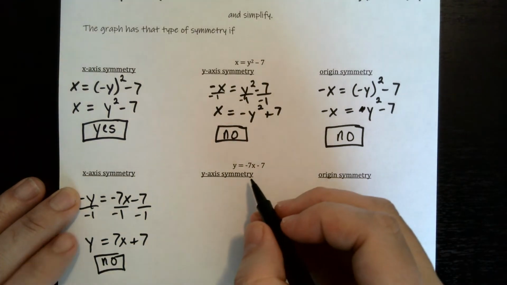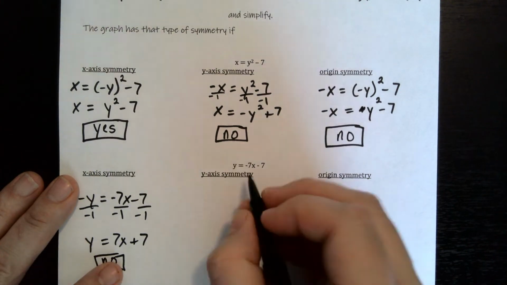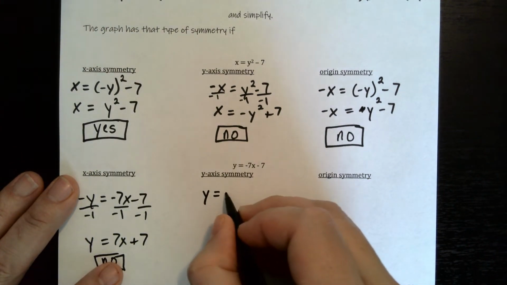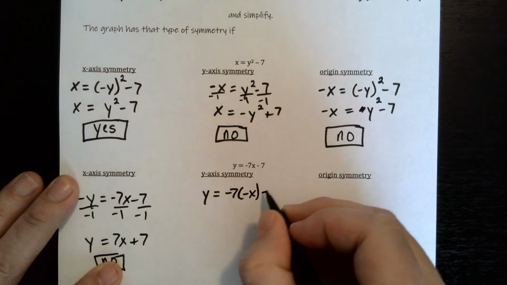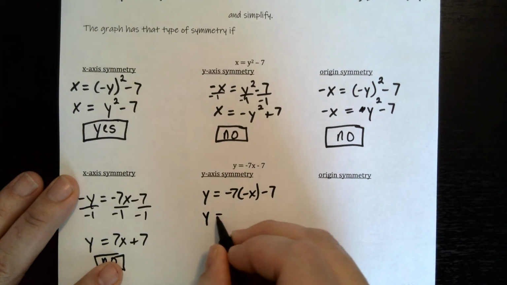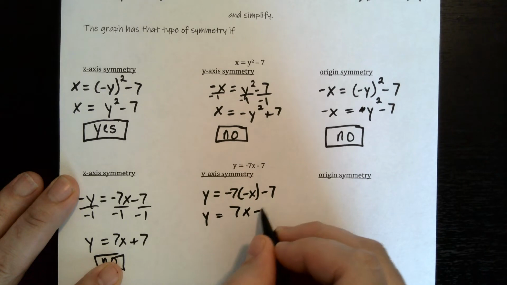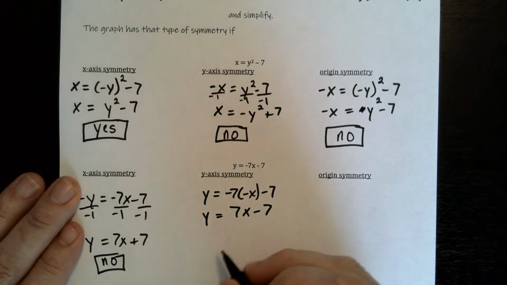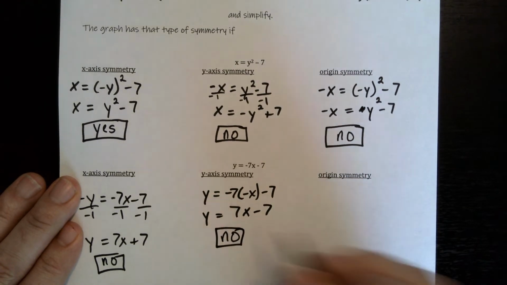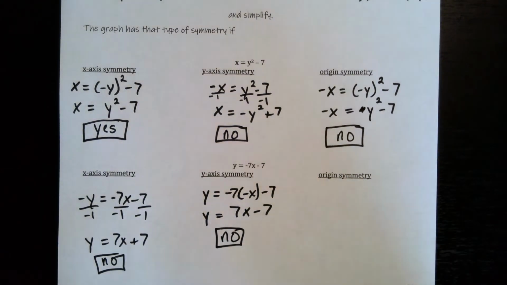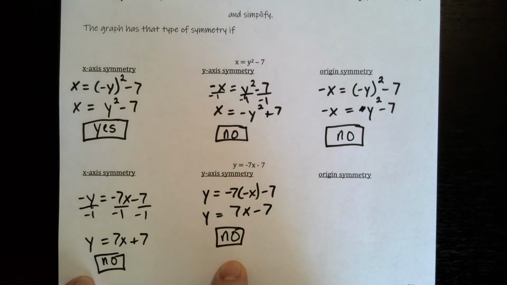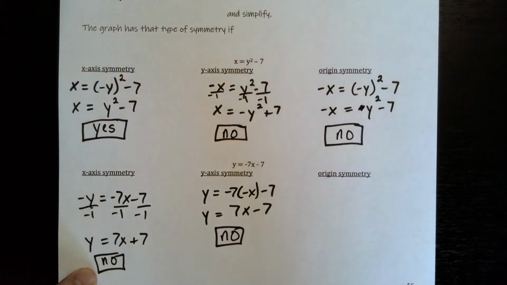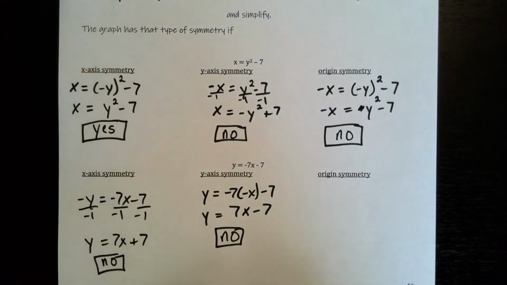Okay, let's test y-axis symmetry. So I'll plug in a negative x. So y is equal to negative 7 times negative x minus 7. So that's y is equal to 7x minus 7. Is that the same as the original? No, it's not. So this is a no. But you still have a chance for origin symmetry. If you get no and no, there's still a possibility you can get origin symmetry. If you get yes and yes, you will have origin symmetry. But just because you got both no's does not mean we don't have origin symmetry. We have to make sure.